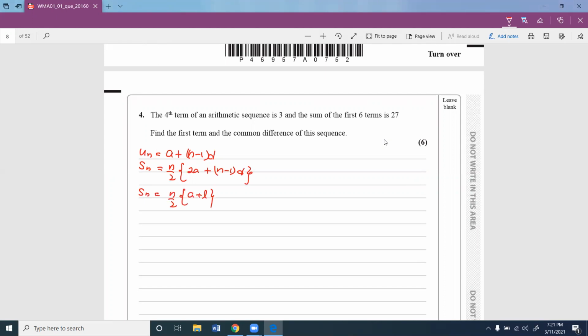If you know the first term and the last term, we use this one. If you don't know the last term, we use this. Right, let's go ahead with the question.